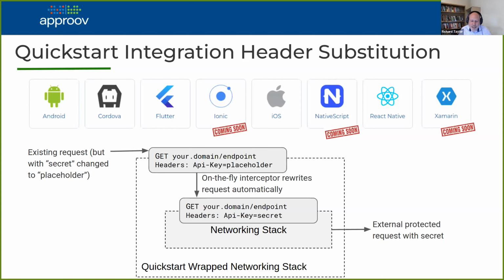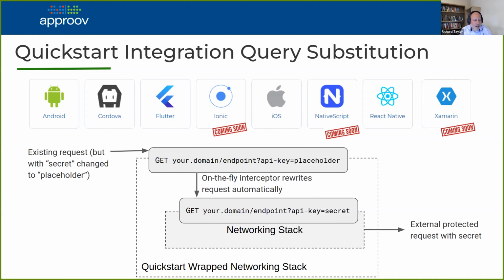But each time you access them, it is actually doing some analysis of the environment that the app is running in. So if you suddenly attach a debugger or something like that, that will be detected. So we can do that with headers, and we can also do that with query substitution. I mean, some APIs provide API keys as a query parameter on the URL rather than as a header. So we also support that. So you can basically pass in the query parameter.